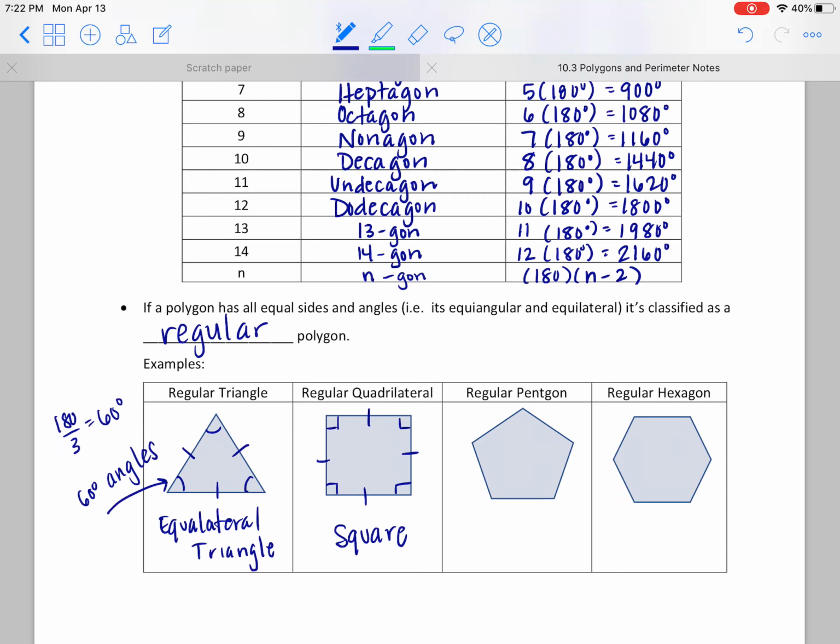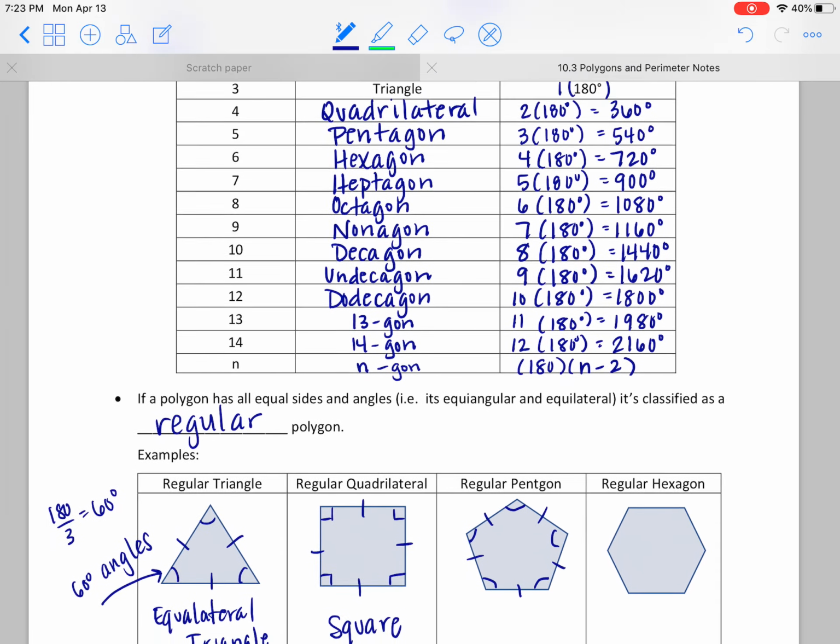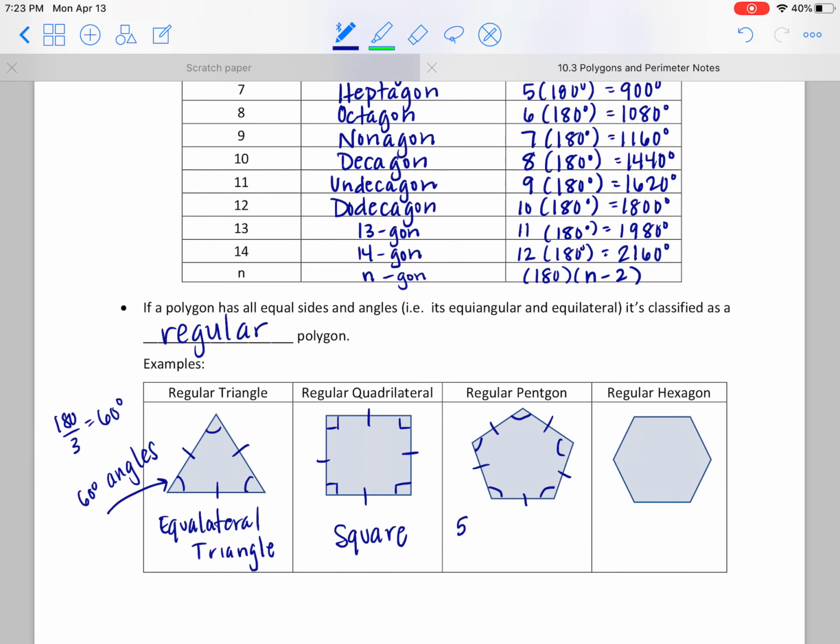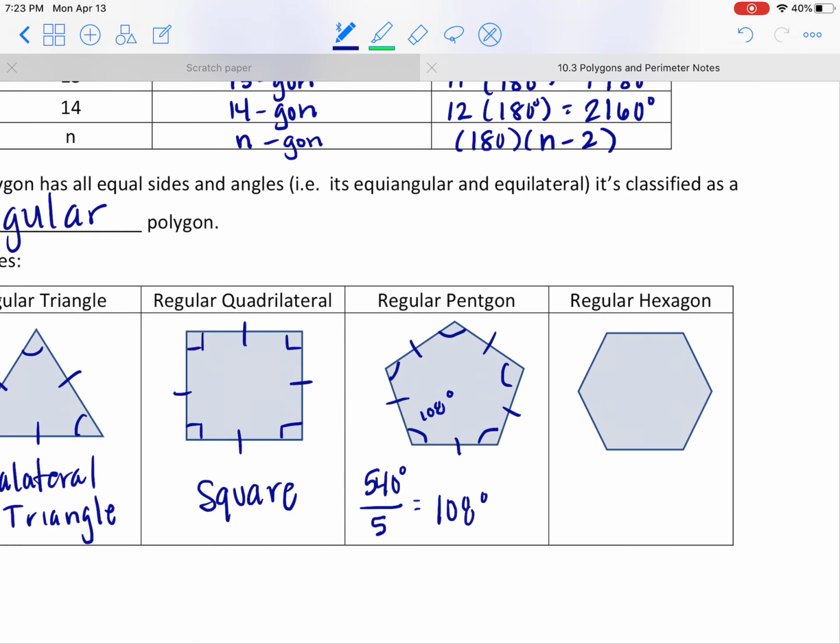Now, a regular pentagon doesn't have another name, it's just a regular pentagon, but it means, like the others, that all 5 of these sides are equal and that all 5 of these angles are going to be equal. Now, what are they going to measure here? Well, in the pentagon, we said there were 540 degrees total. If we take the 540 degrees total and divide it into 5 equal angles, that means each angle has to be 108 degrees. So each of these angles is 108 degrees.